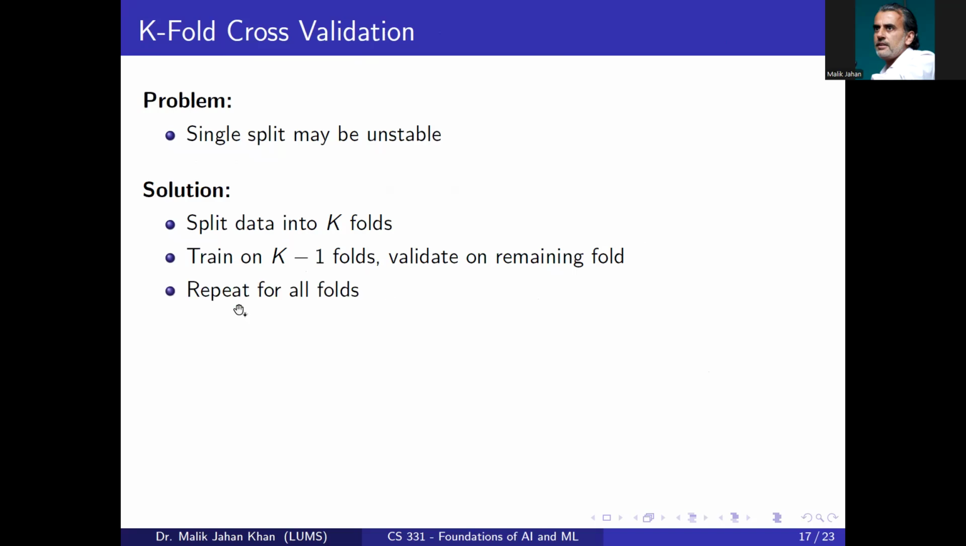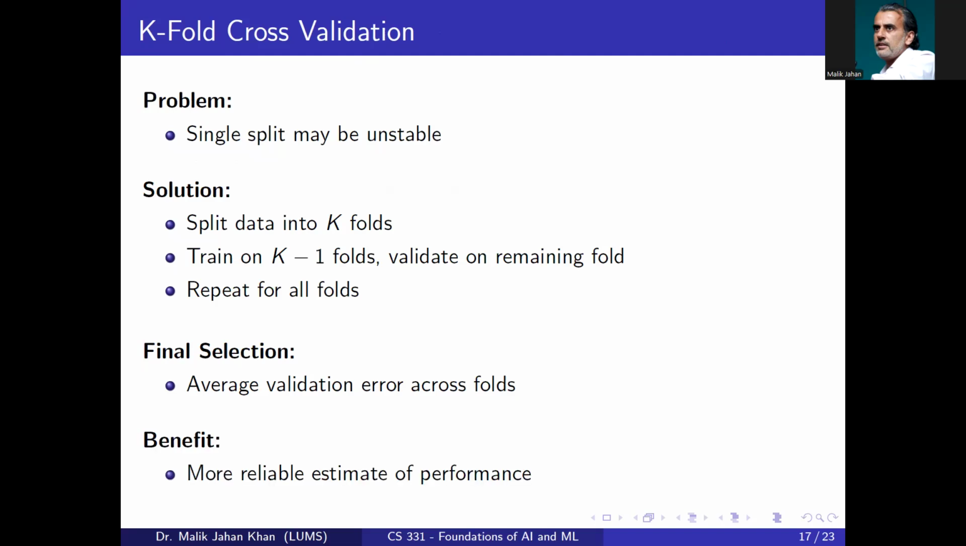The critical part comes here: we repeat this exercise for all folds. What does that mean? That means that every fold eventually serves as a validation set. And across those different exercises, we average the validation error as we go along. So this gives us a more reliable estimate of performance as compared to a single split.